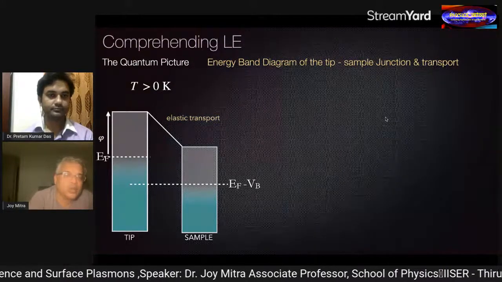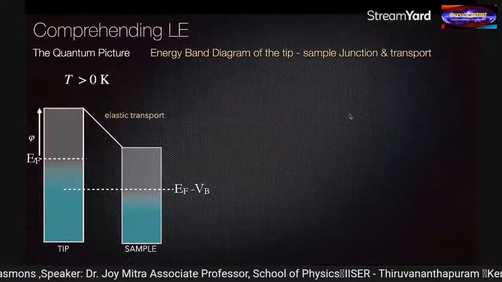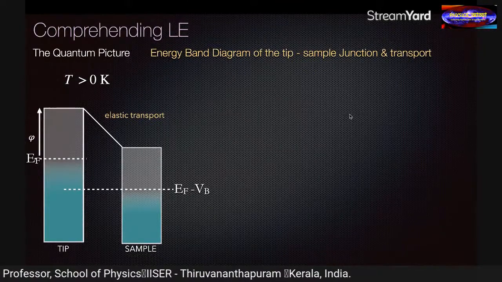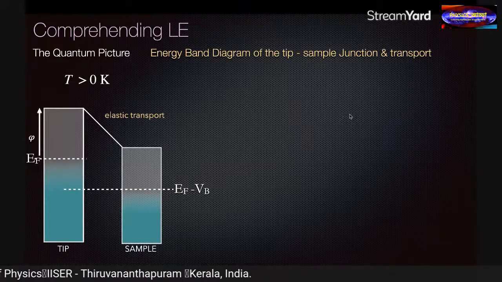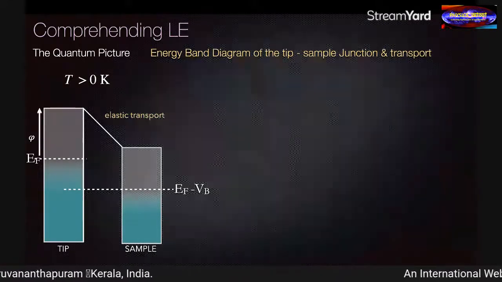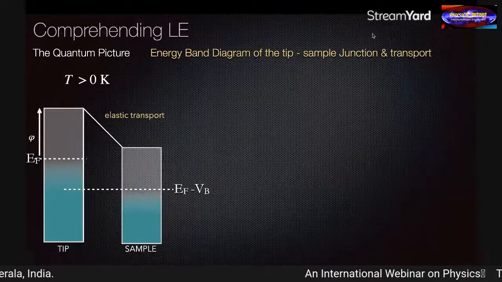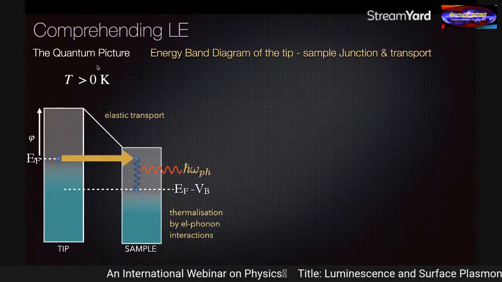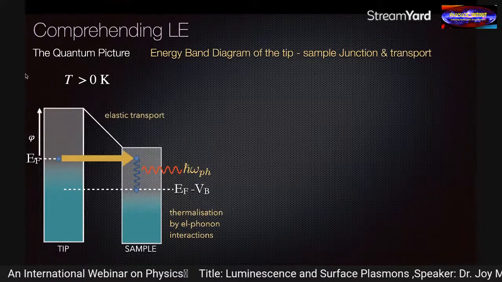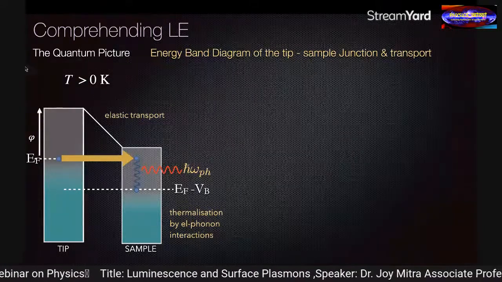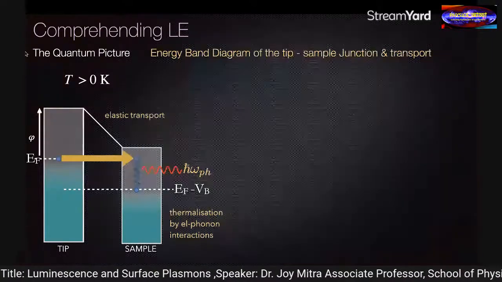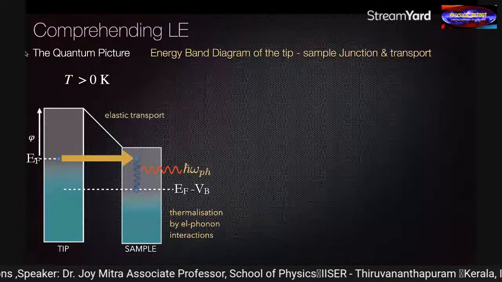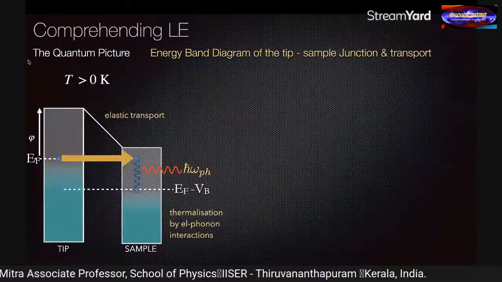So if you actually look at a tip sample junction, those of you who are familiar with the concept of Fermi level or Fermi energy will appreciate that in any material system, or a metal, electrons are filled up to the Fermi level, which is EF. And at finite temperature, there is a certain spillover at energies beyond, but mostly it's filled up to the Fermi level.